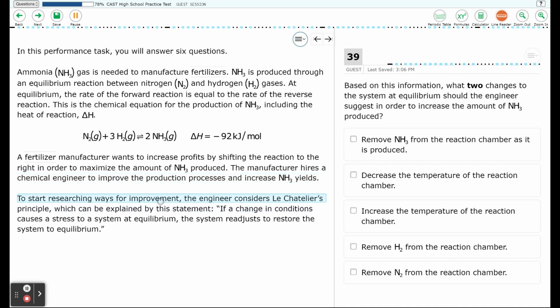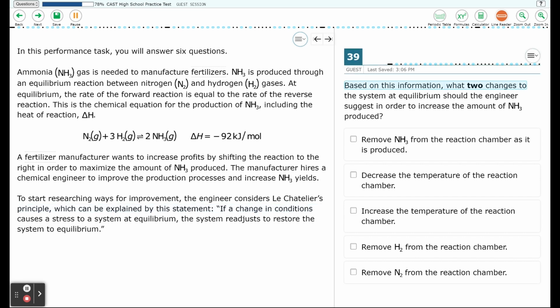To start researching ways for improvement, the engineer considers Le Chatelier's principle, which can be explained by this statement. If a change in conditions causes a stress to a system at equilibrium, the system readjusts to restore the system to equilibrium.